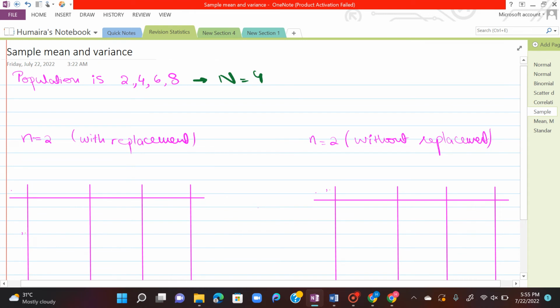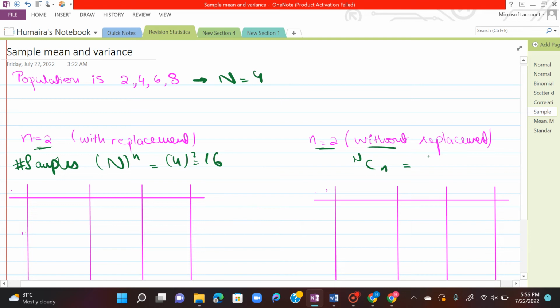Now I need to find out, let's say, the samples of size n=2 with replacement and without replacement. So first of all, for with replacement, how many samples do I have? To find the number of samples, we have the formula N to the power n. This is the population N, this is the sample size n, and for without replacement we have the formula NCn.